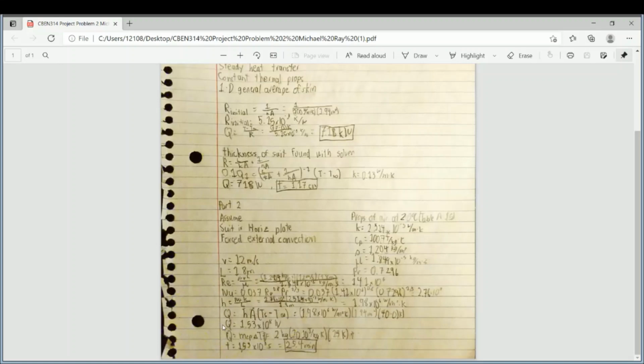And then from there we can multiply that all together, gets us our Q, and then from that we can find the amount of time it will take for the suit to dry, or suit to reach temperature, which is 25.4.